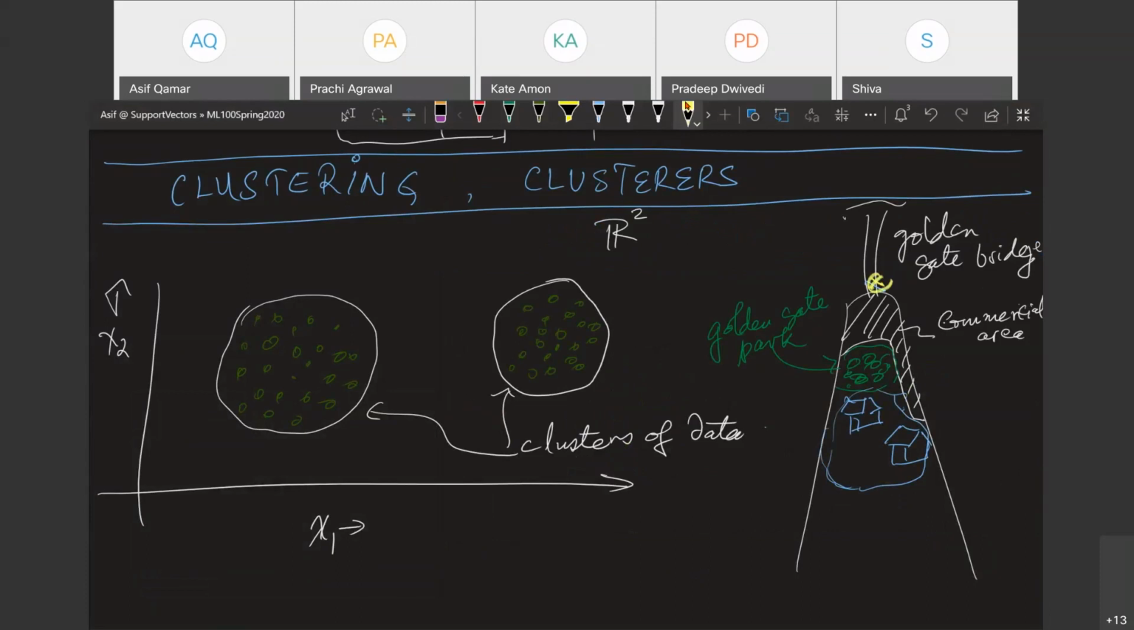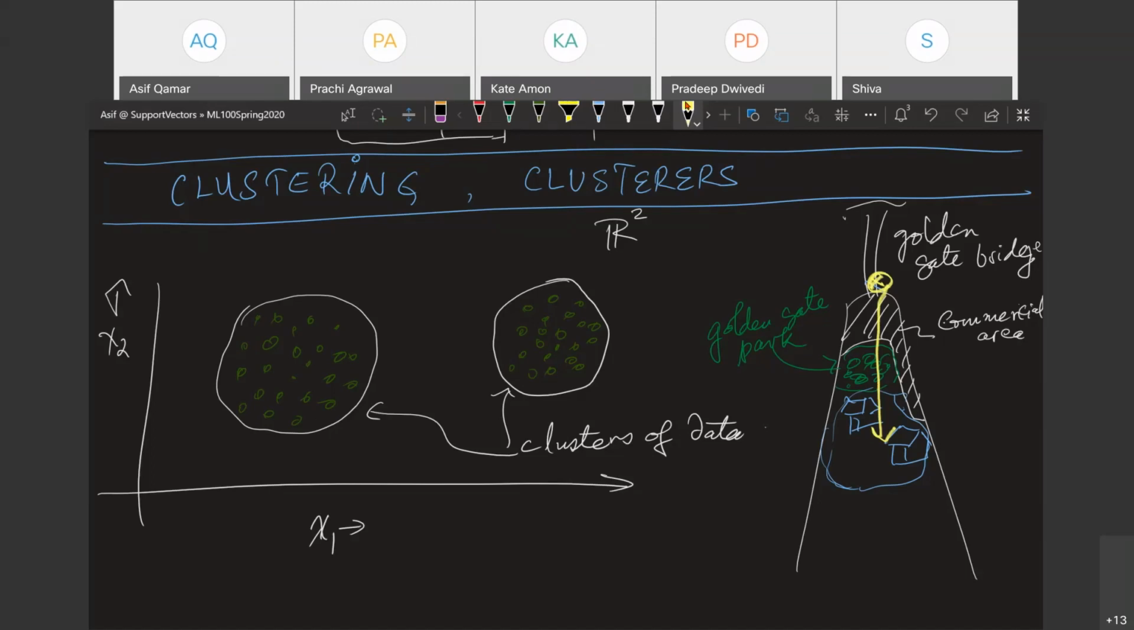Suppose you're dropped at this location, the Golden Gate Bridge, and you want to go to the park. You know where to go or how to go. If you have to go to the residential area, you have an idea of how far you have to go to reach it. So in other words, recognizing patterns about a city has a lot of practical value. It's a form of learning because it facilitates a lot of things you would want to do with the data.